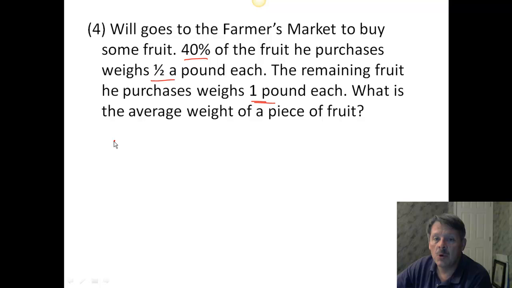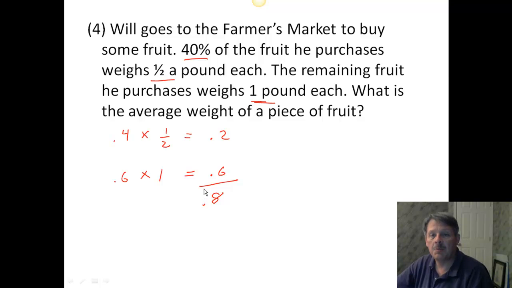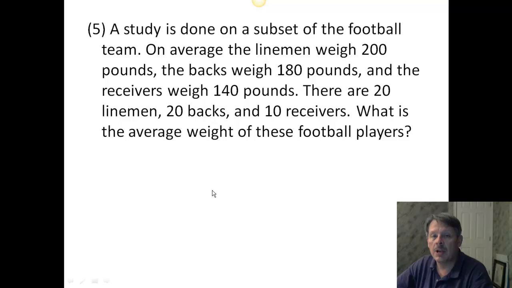I have 40% of the fruit, 0.4, and I'm going to multiply that by 1/2, because that's half a pound each, and that gives me 0.2. The remaining fruit is 1 pound apiece, and that is 60% of the stuff, and 0.6 times 1 is 0.6. If I add those two numbers together, I get 0.8, and gee, is that close to 0.75, but a little bit bigger? Sure is. Sounds like a winner to me. My answer there is 0.8.